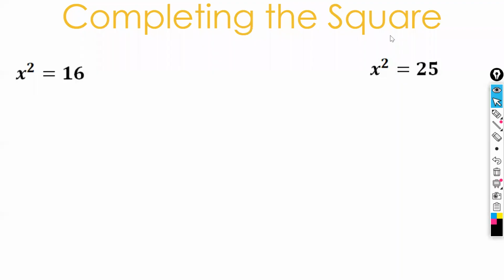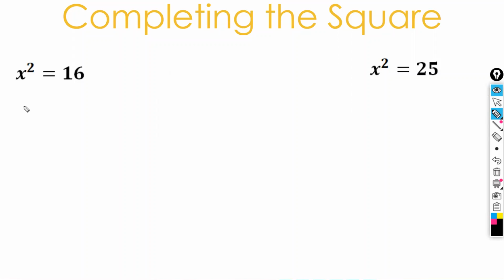Hi there. So today we're going to learn how to complete a square, and by completing a square we can solve more difficult quadratic equations. Now before we learn how to complete a square, we need to be very good at doing problems like the two we see here. So solving this problem, x squared is equal to 16.